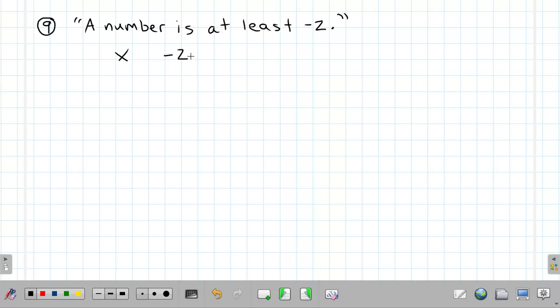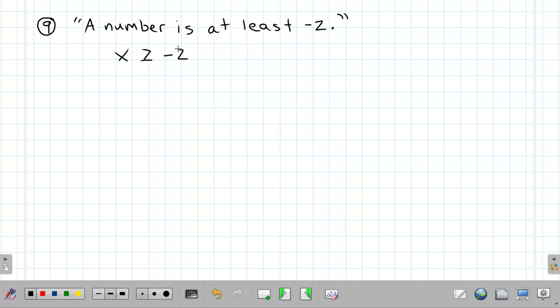But if a number is at least negative 2, that means it's negative 2 or bigger. If you've ever had somebody say something like, there's at least 10 cars in the parking lot, well, they're saying there's 10 cars, but there could also be more. So when they say at least, it means there's a minimum. The number is at a minimum negative 2, so all the numbers have to be bigger than or equal to negative 2.